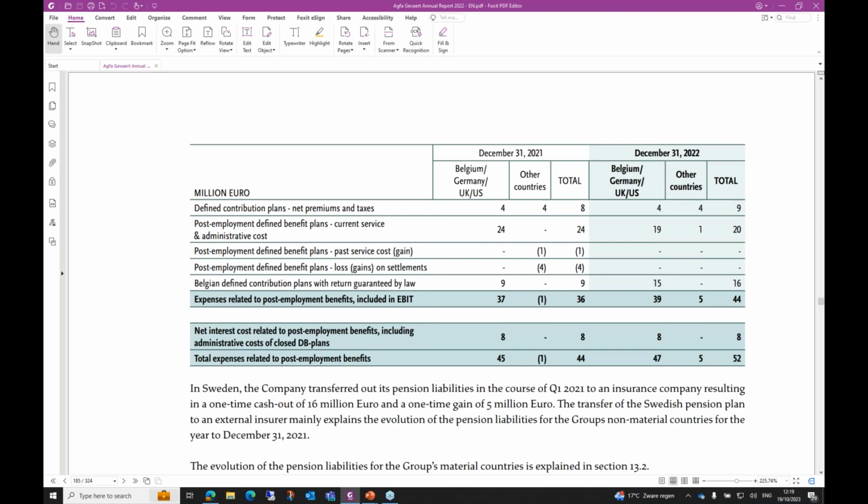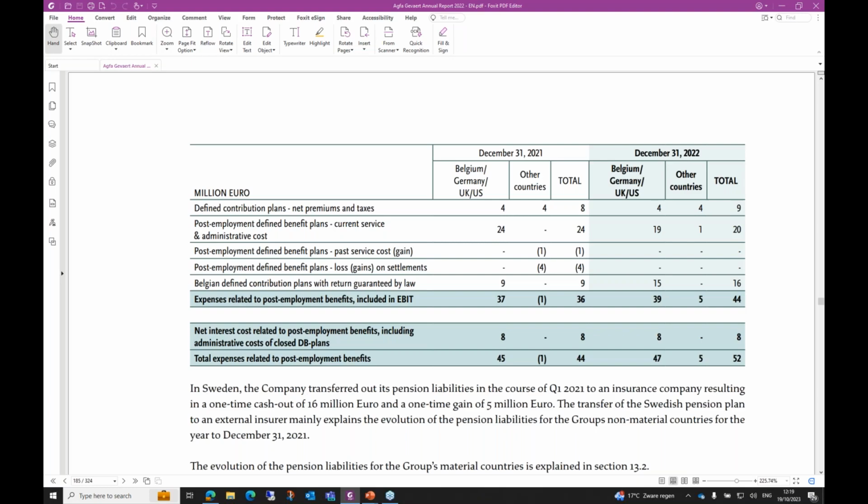But there you see that they combine it by country, and there you see the current service cost, the past service cost, what settlements we have done, the gains and losses on that, and also the return guaranteed by the Belgian law that they put separately. I have not necessarily seen that shown separately in some of the disclosures.